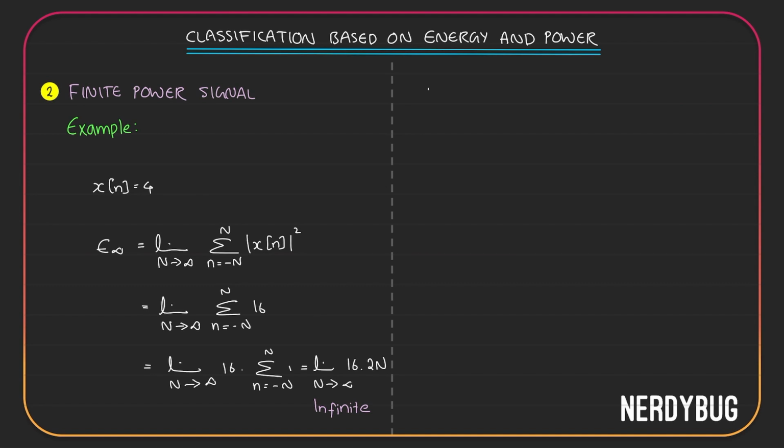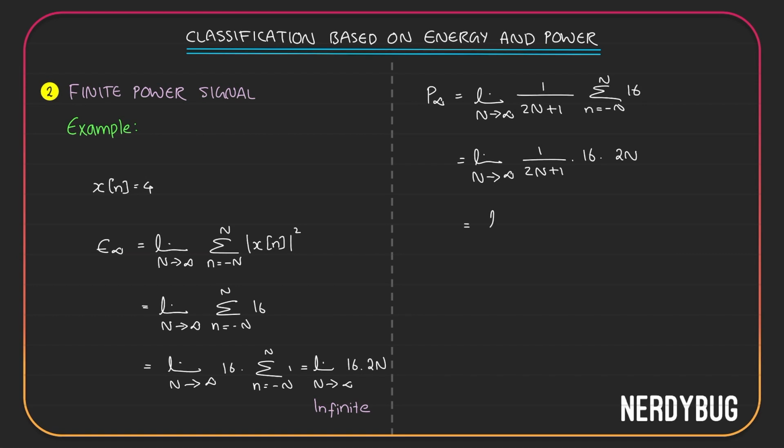Now let's try to calculate the power as well. Power is given by limit n tends to infinity 1 by 2n plus 1 summation n equals minus n to n x of n whole square. X of n is 4 everywhere, squared, I get 16. The same thing will happen here also. I have limit n tends to infinity, there is a 1 by 2n plus 1. There is a 16 which is constant. And then I take the summation. I will get 2n just like I got in the previous case while finding energy.